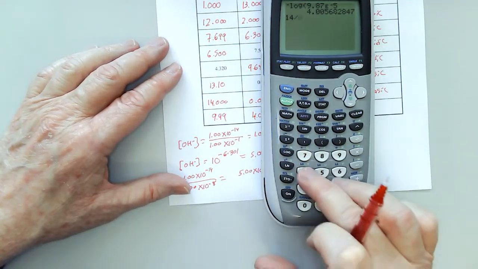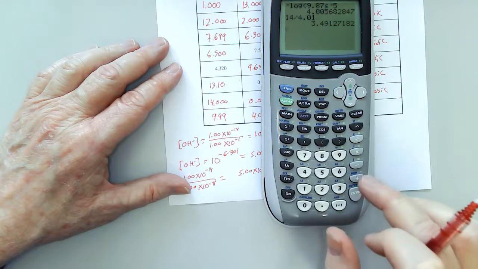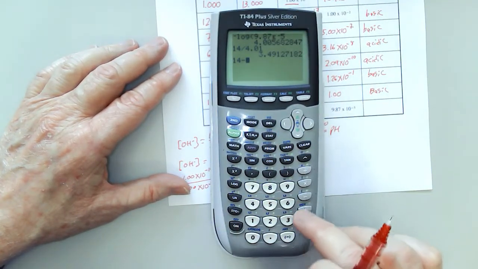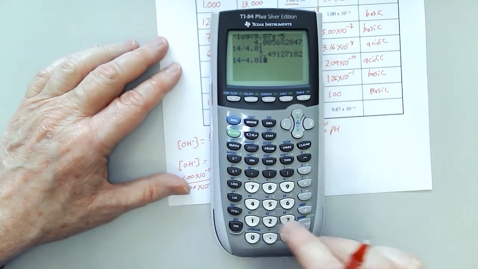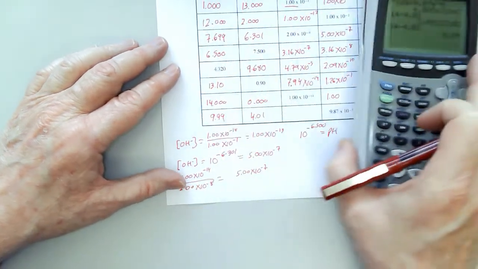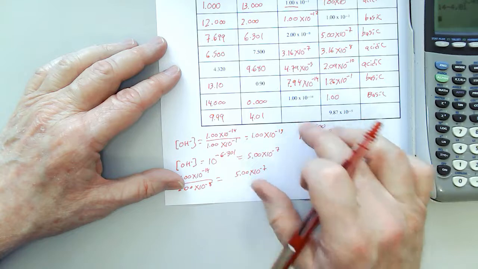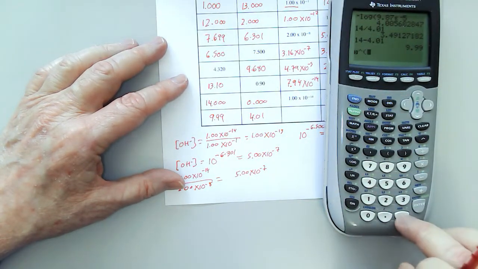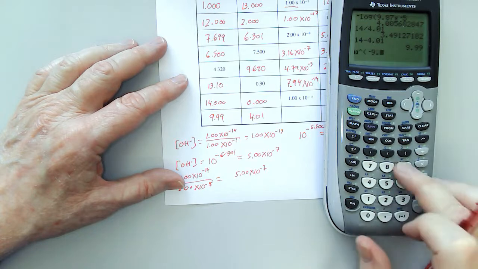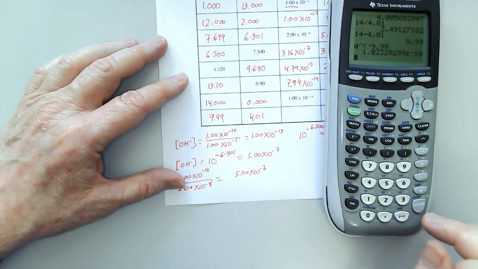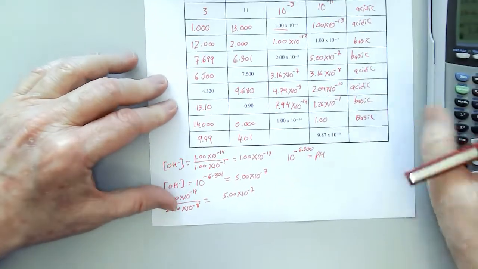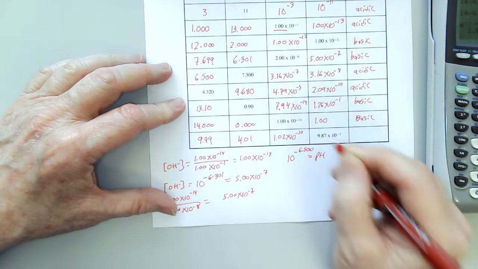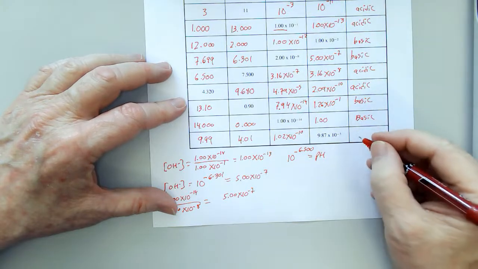14 minus 4.01, 9.99. Okay, so now to find that, I'll do second, 10 to the x, negative 9.99, and I get 1.02 times 10 to the negative 10th. And this one would be basic.